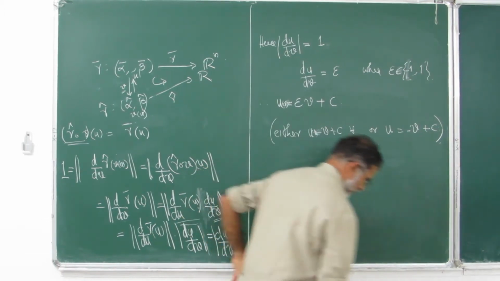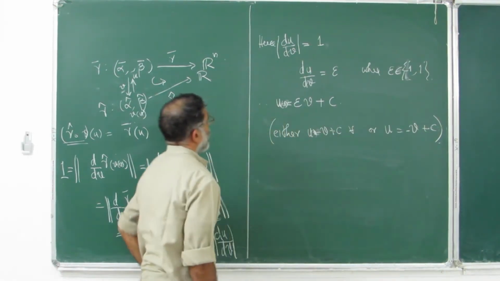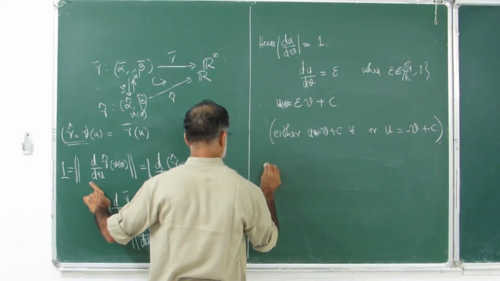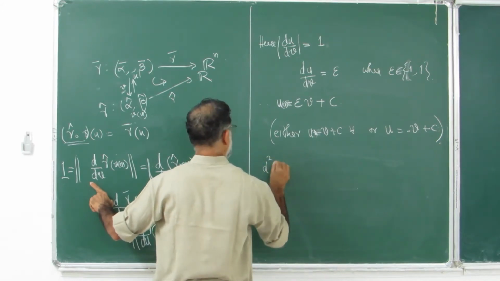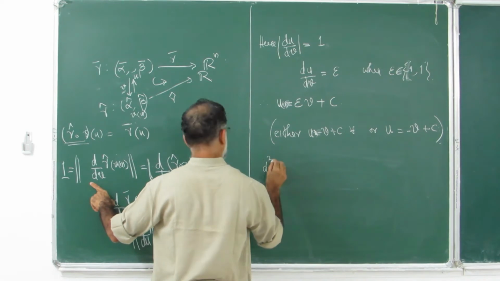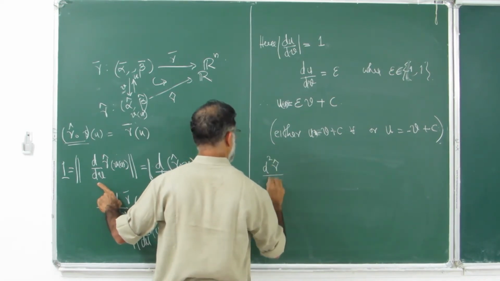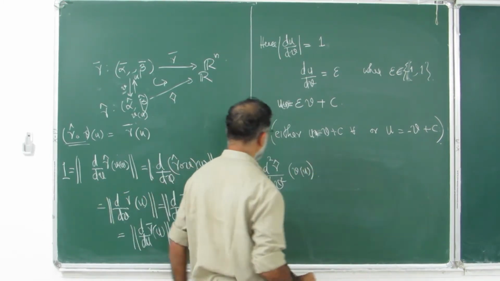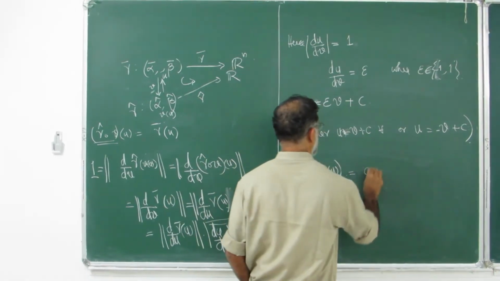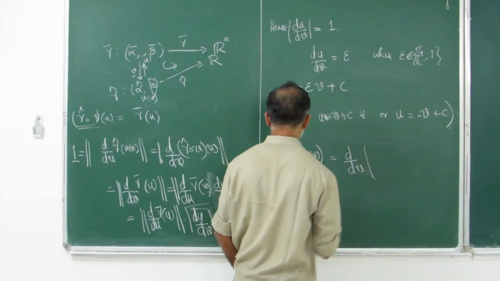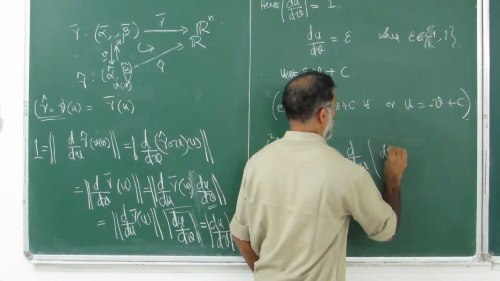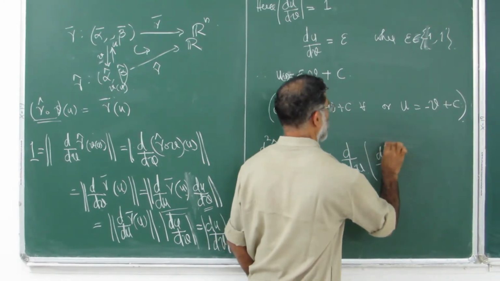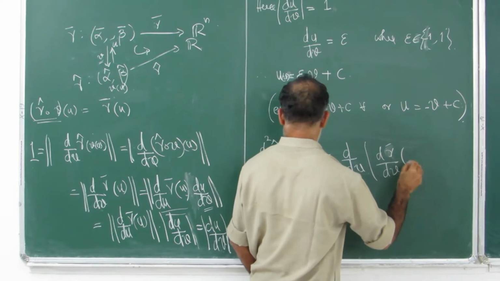So now let us look at the second derivative. So forget about this. d square gamma hat by dv square at the point. Okay. So this is d by dv of d gamma bar by dv at this point.